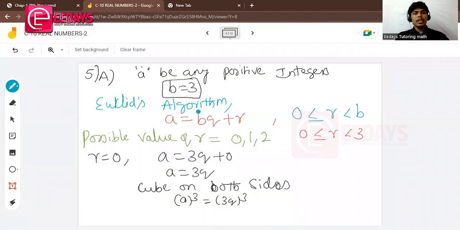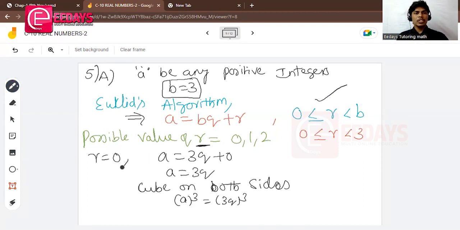Take b is equal to 3. So you apply the Euclid division lemma method, that is a is equal to bq plus r, and you just write the condition here. The condition is really important. Here b we have taken as 3, that's why you substitute 3 here. In between 0 and 3, what are the numbers we have? The possible values of r are 0, 1, 2.